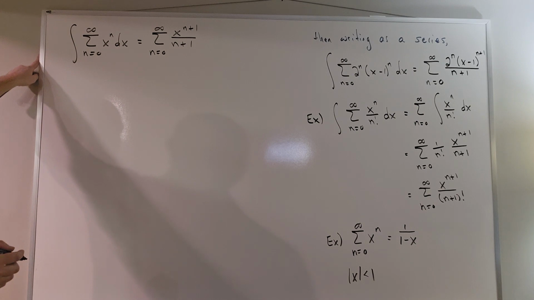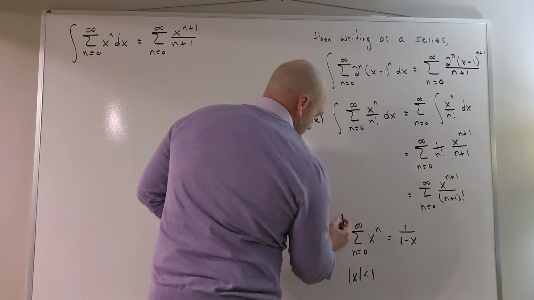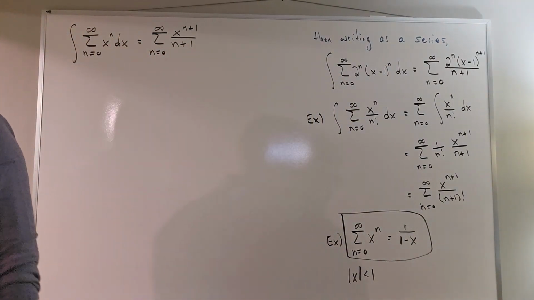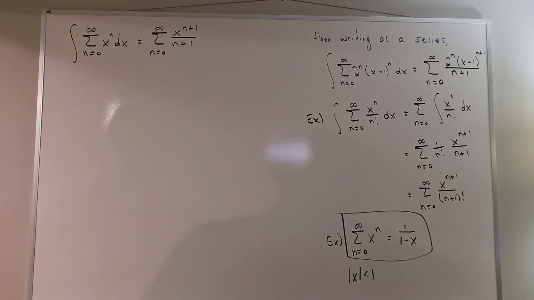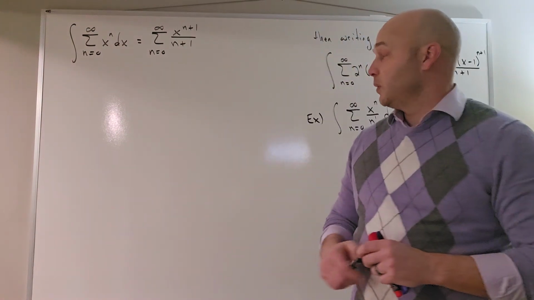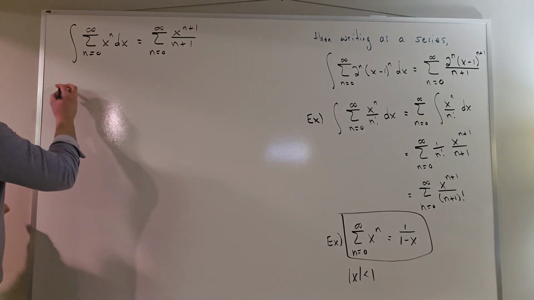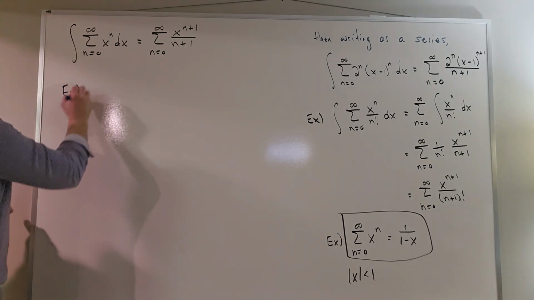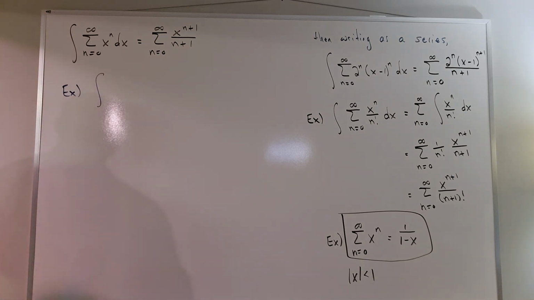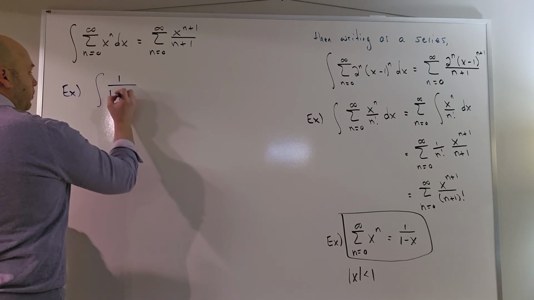Now, what we can do using this geometric series is we can compute some integrals of some very complicated functions. In other words, some functions that no other integration technique would allow us to compute. For example, suppose I wanted to evaluate the following. Let's keep it as an indefinite integral for the moment. Let's do an integral of 1 over 1 plus x to the fourth.